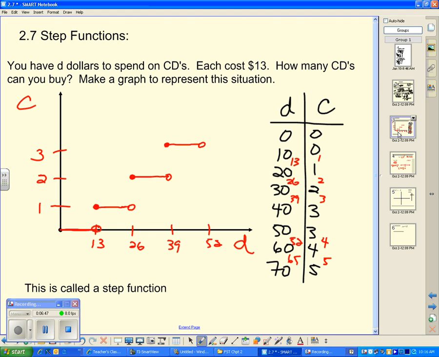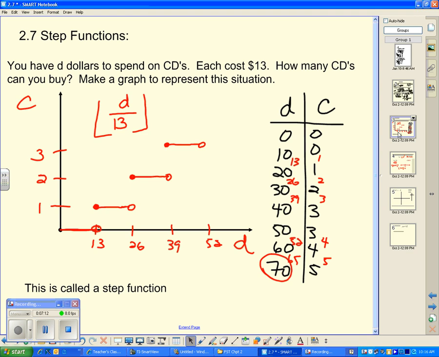Okay, what we did was we took this dollar amount and we divided by what? 13. So I'm going to say that what we're doing here is taking the dollar amount that we have and dividing by 13, and then rounding down. Because if we get a decimal, like 2.3 CDs, well, we can't really buy 2.3 CDs. We can only buy 2 CDs. So we're rounding that number down.